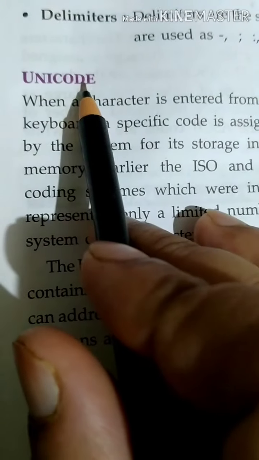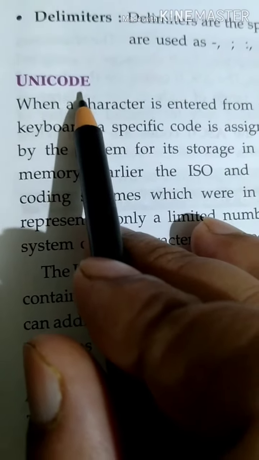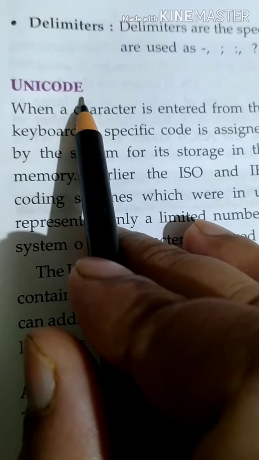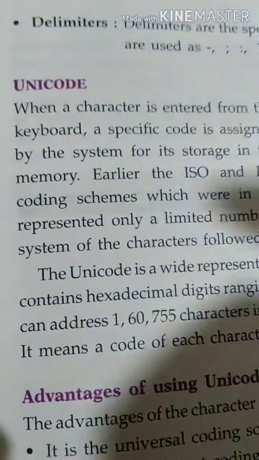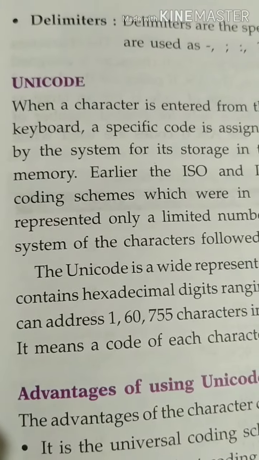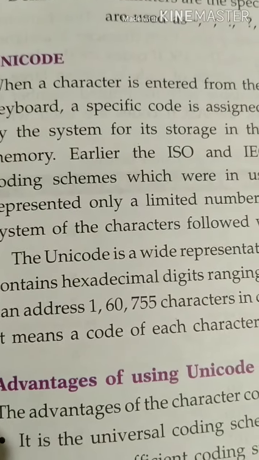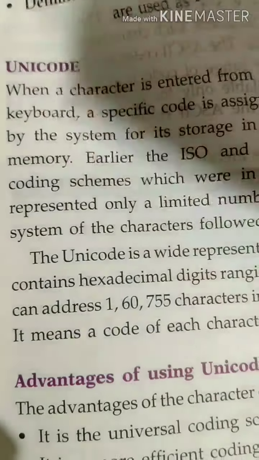Now Unicode. First of all, we have to understand what Unicode means. It is a coding system. By name it is clear that it is a universal coding system, which we use to translate our language into a computer understandable form. This is the coding system in which we store our program.